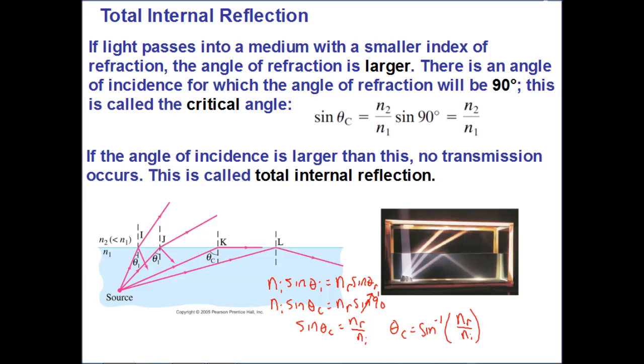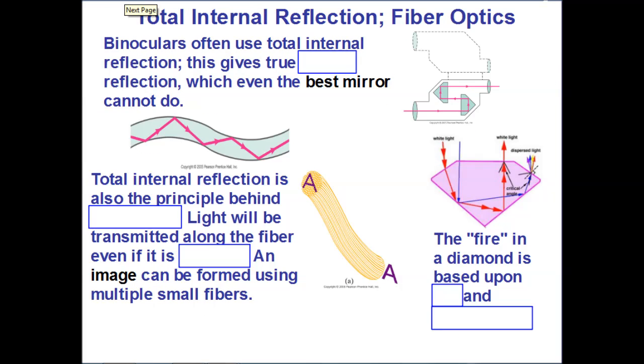Now, there are all sorts of applications that rely on total internal reflection. Binoculars often use total internal reflection. This gives true 100% reflection, which even the best mirror cannot do. So I talked about that on the previous slide. If I have my eyes over here looking at some distant object, we're going to get the clearest image using the total internal reflection that these prisms will do. And again, you can see how these are angled to make sure that the incident beam of light is at an angle greater than the critical angle. So all of the light will be reflected through this set of binoculars.